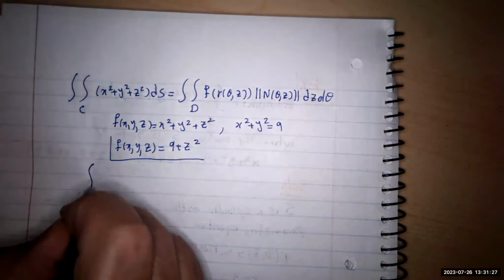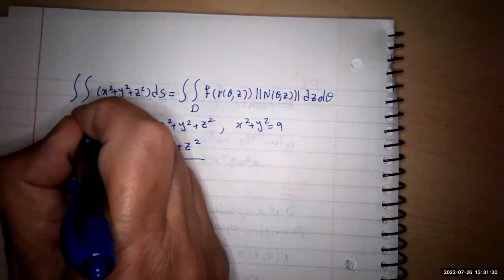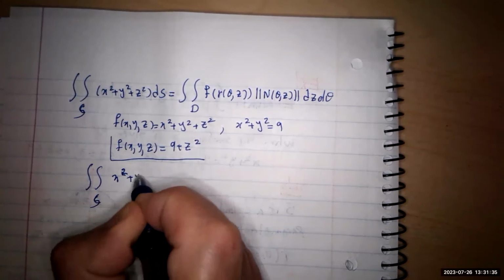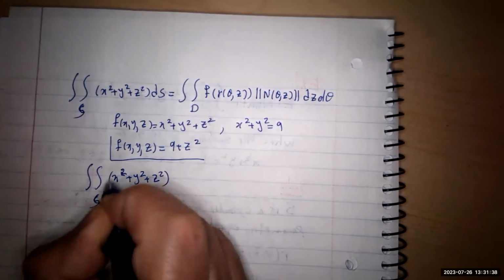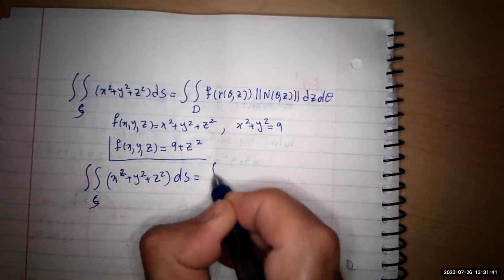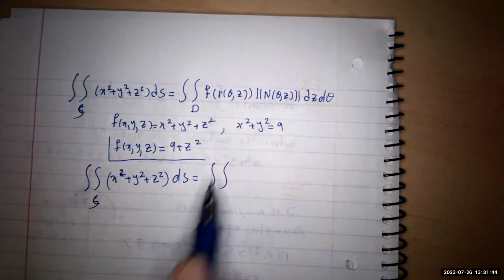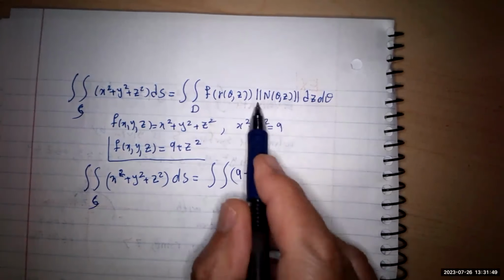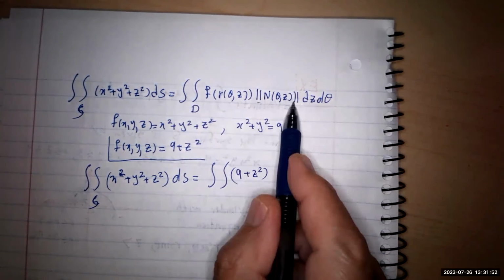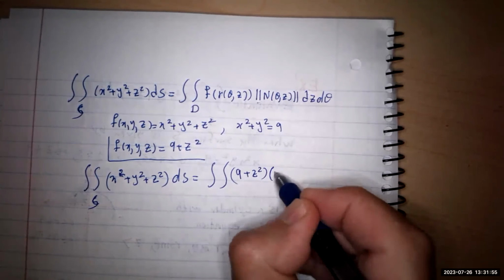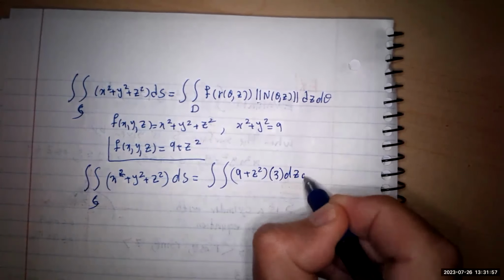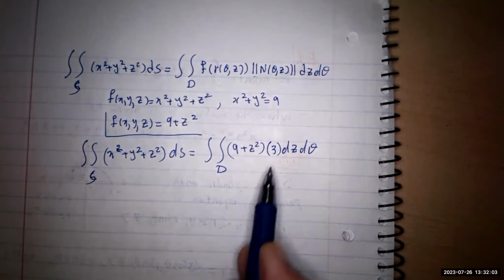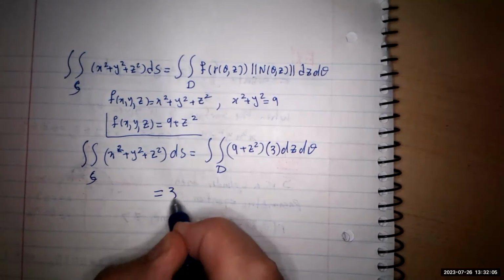Okay, so the integral is going to be the double integral. Sorry, that's the surface integral. The surface integral of x squared plus y squared plus z squared dS is going to be equal to the double integral. Now this is going to be 9 plus z squared. The norm of the normal vector is equal to 3. Then integrate with respect to z and theta on the domain D. So we can pull that out, so this is going to be 3 times the double integral.